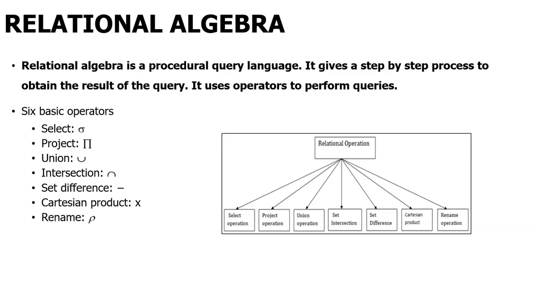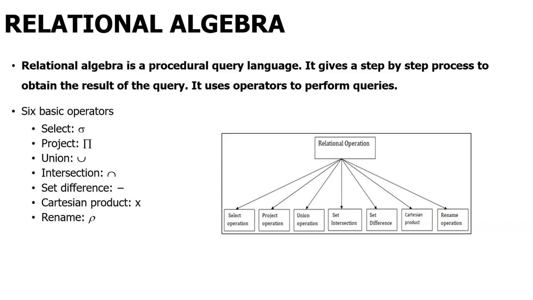To provide this procedural query language, we will use operators. So we have the 7 basic operators. Here it is 6, but it is 7 actually. They are select, project, union, intersection, set difference, Cartesian product, and rename.